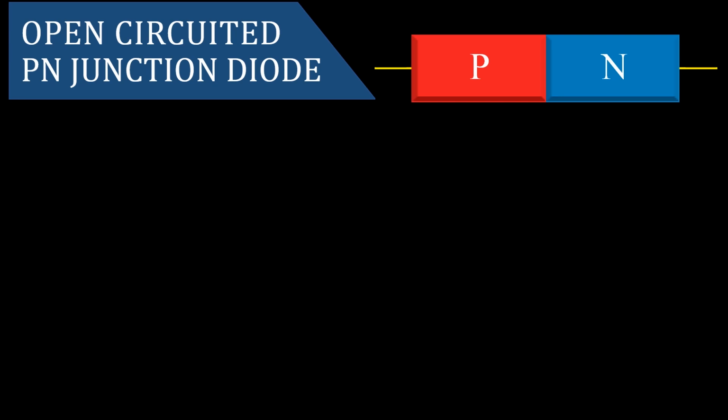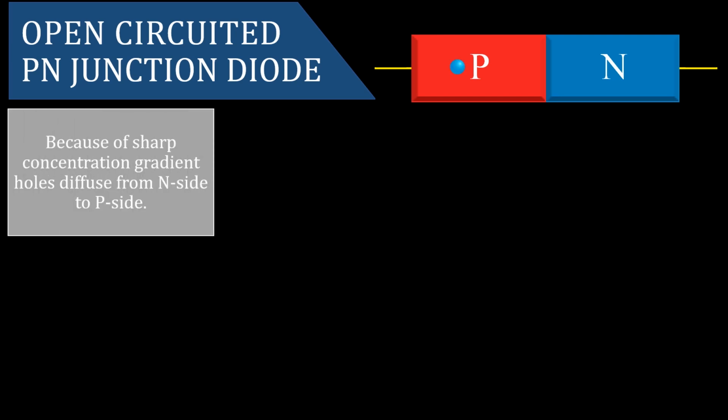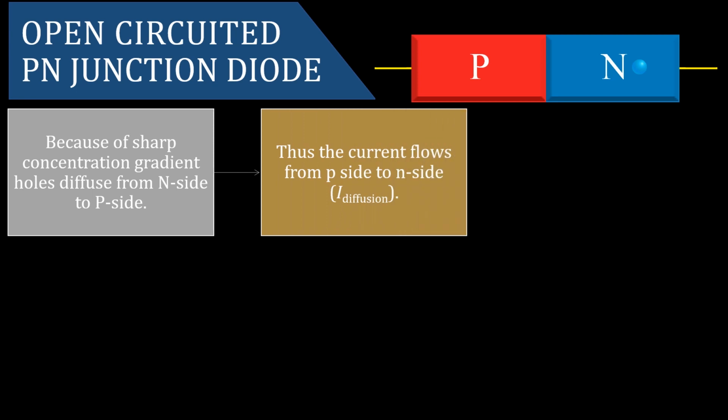By this, what I mean is that I have not connected any battery. Now, everyone knows what diffusion is. When there is a concentration gradient, particles flow from high concentration to low concentration. Now, in this semiconductor, on the P side we have holes as the majority carrier, and on the N side we have holes as the minority carrier. So holes from the P side will diffuse to the N side. And of course, if that happens, the current will flow from the P side to the N side, to the right. And this current we call diffusion current.